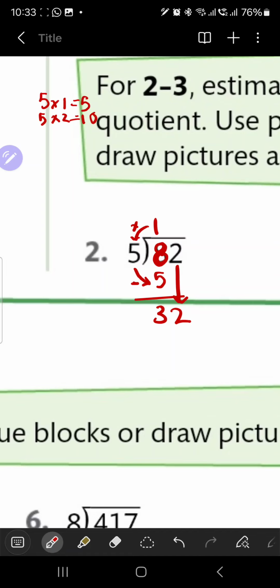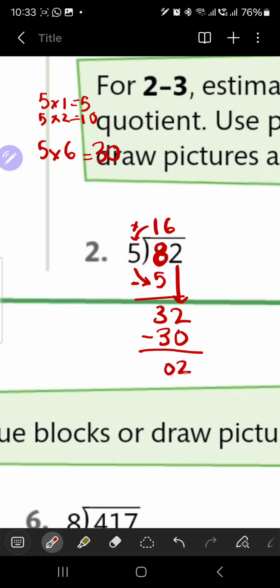Now I got 32. Now, also in the timetable of 5, what is the nearest number to 32? Think, 5 times 6 equal 30, right? So up here I'm going to put 6. 6 times 5 equal 30. Put it down and then subtract, okay? Then 2 minus 0, 2, and 3 minus 2, 0.